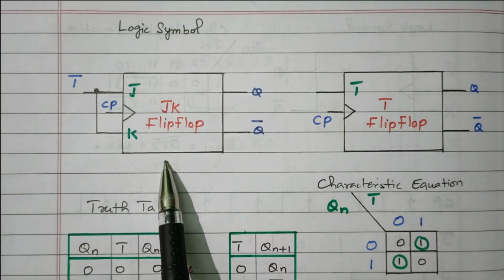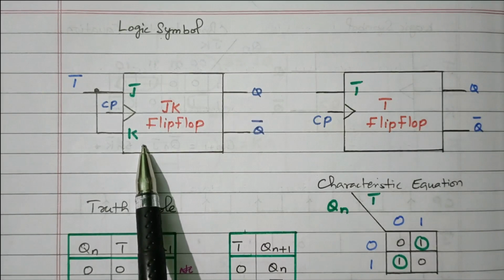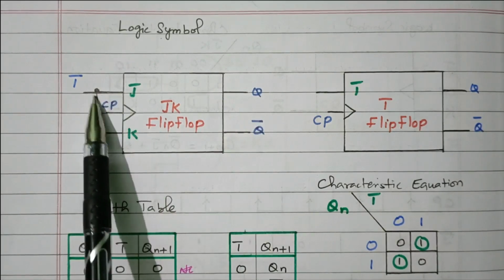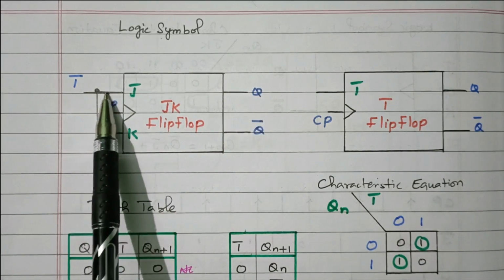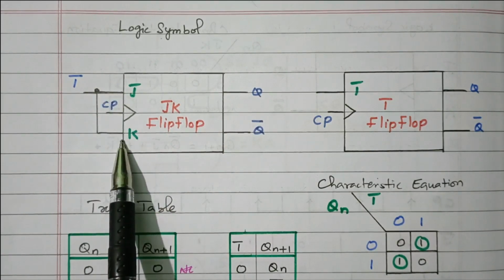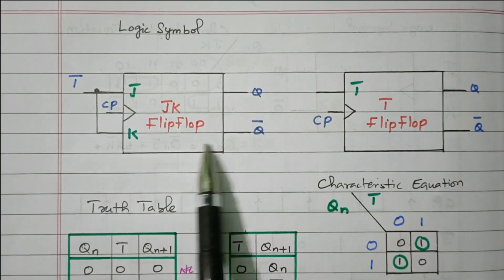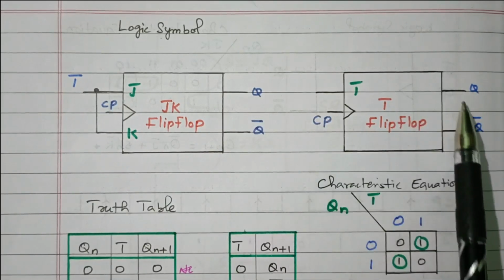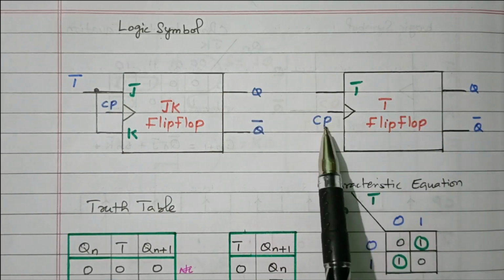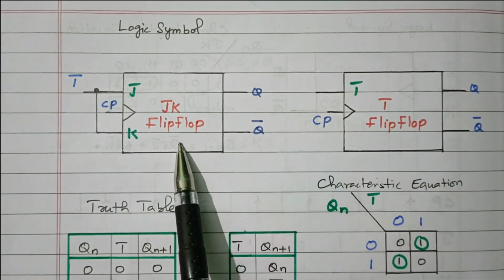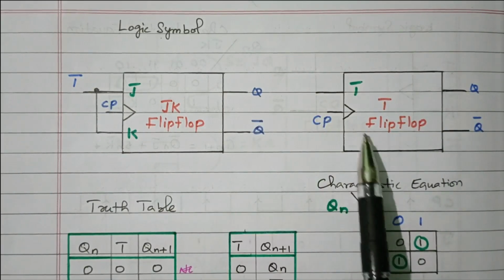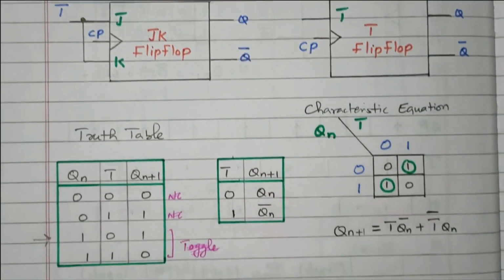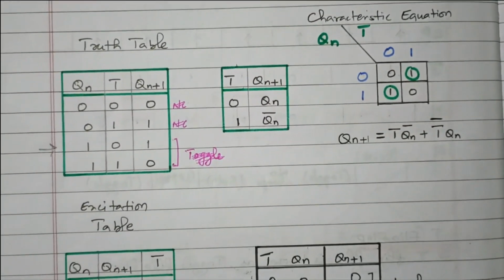So this is the logic symbol, JK flip-flop, output and complement of output and clock pulse, same input is given. T as the input given for J as well as K. This logic symbol can be modified as single input T, output and complement of output and clock pulse. So this is the real symbol, this is the modified one having one input. Then we will see the truth table and excitation table.